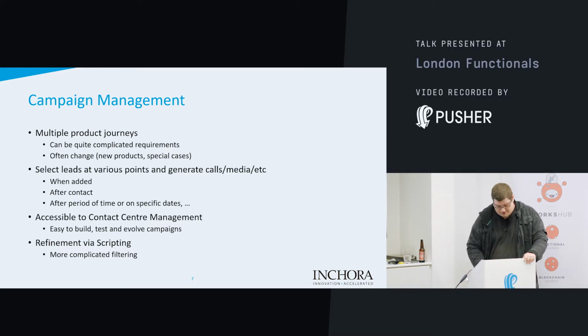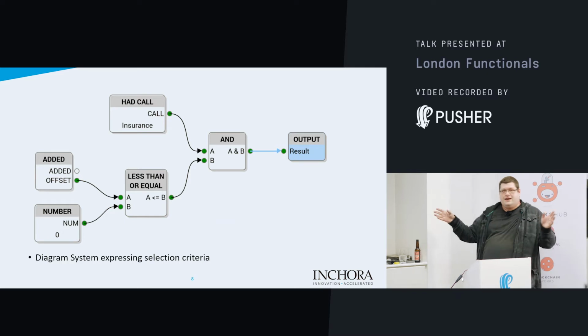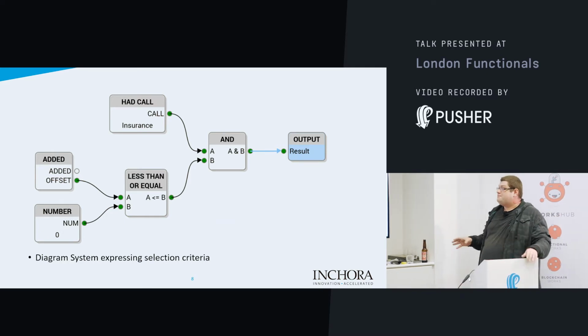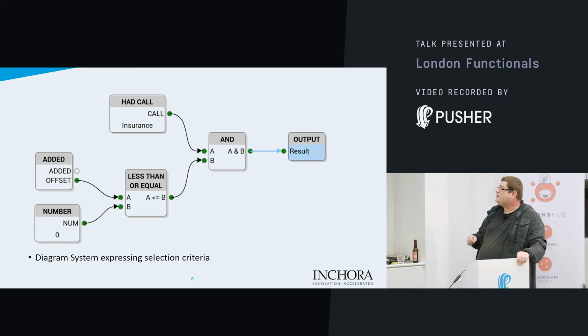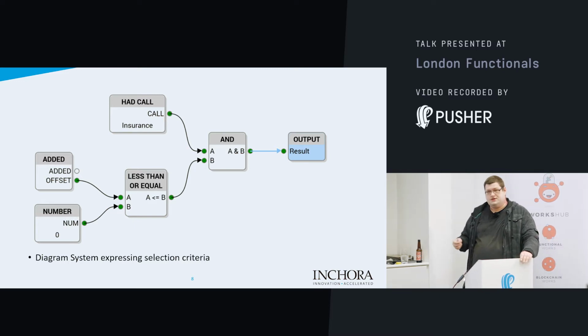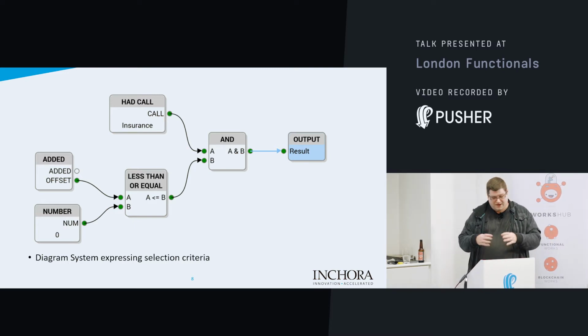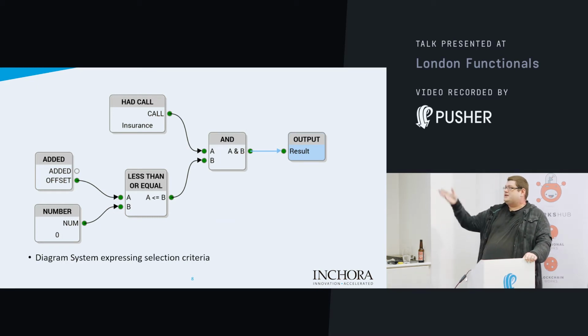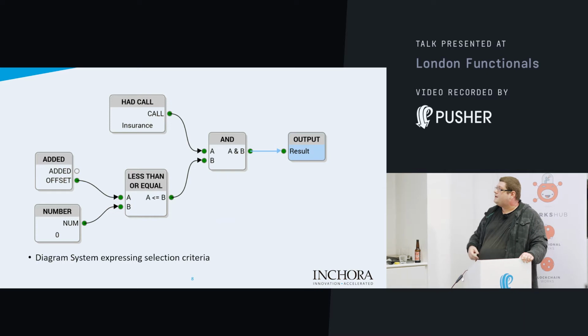Refinement by scripting. We'll just ignore that for now, though. So to give you an idea of what a campaign looks like, this is a really, really simple campaign. They're built using a diagram system, which is in the management web interface. The managers can go in there and drop these nodes, which you guys look at and immediately know what's going on here.